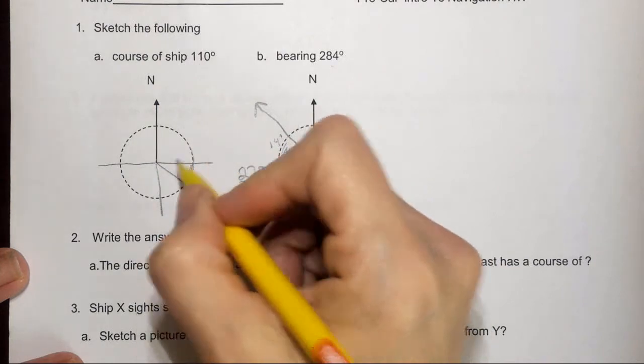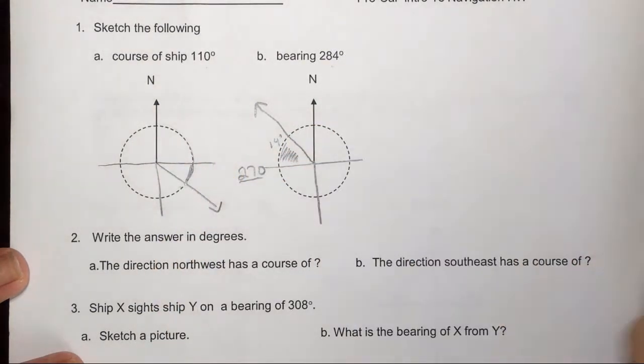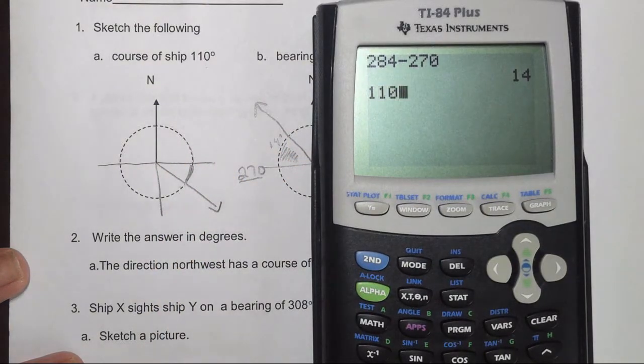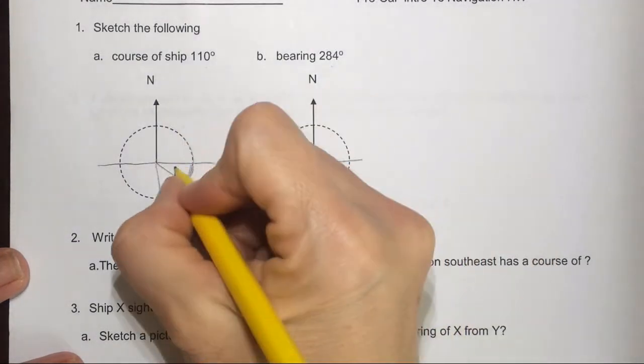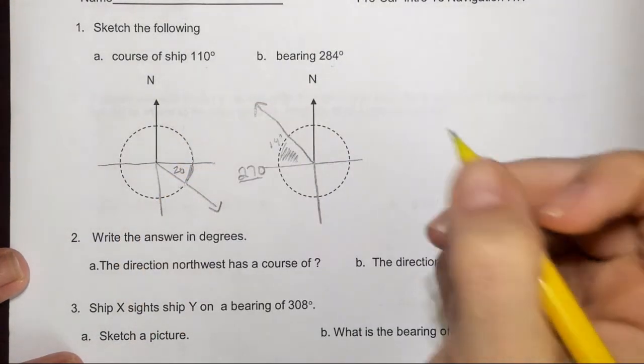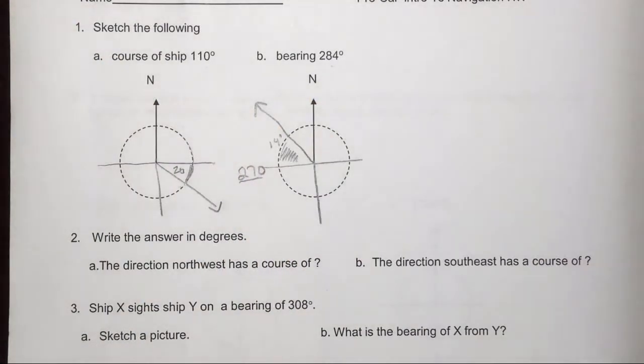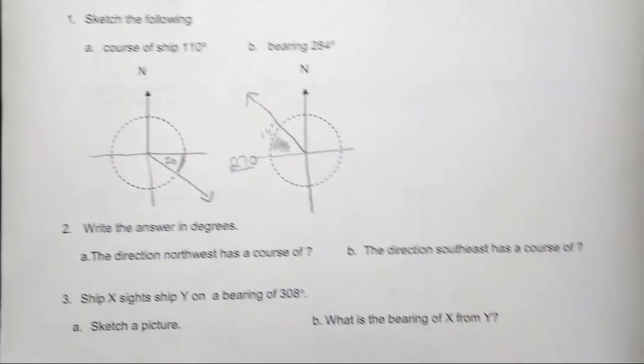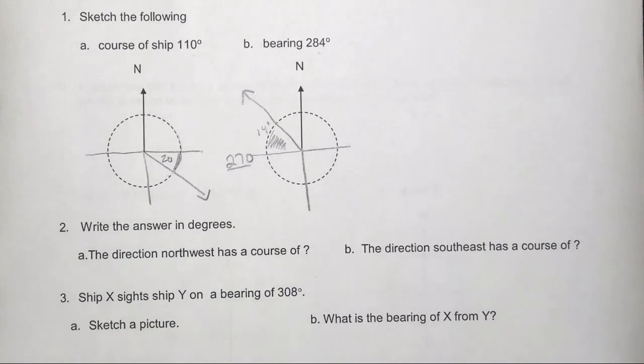I know the total distance is 110, and I've gone 90 so far, so I'm just going to subtract them. So 110, take away 90, tells me that my wedge is going to be 20 degrees. Okay, and that's all you had to do for number 1A and B. You will have to be able to answer questions like that on your test.